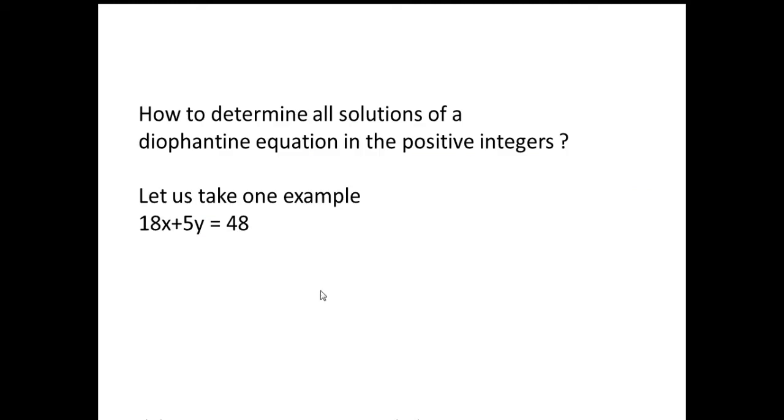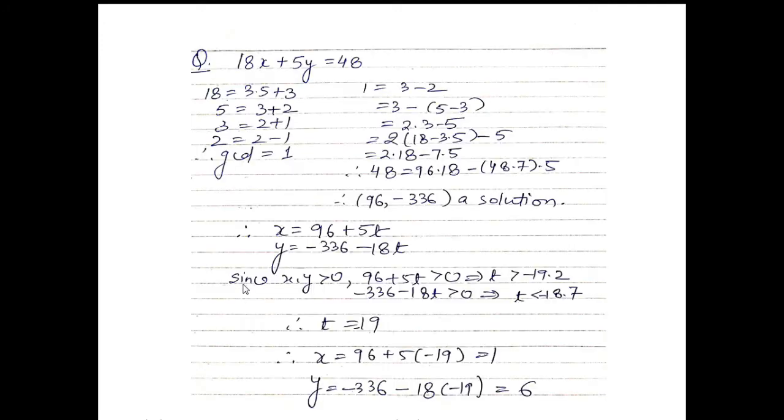Now another exercise is to find all solutions of a Diophantine equation in positive integers. Let us work upon this example. 18x plus 5y is equal to 48. So in the same way, we first find the GCD of 18 and 5, which is 1. Then we write the GCD as a linear combination of the given two numbers. From here you will get a particular solution. This is x naught, this is y naught. Then by using that theorem you find the values of x and y in terms of t.